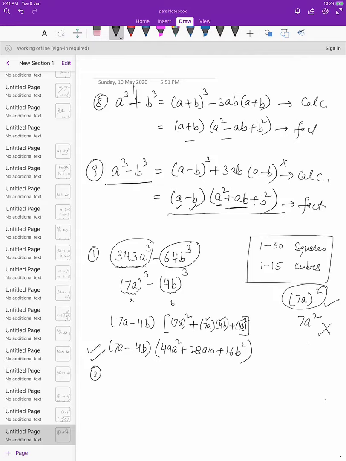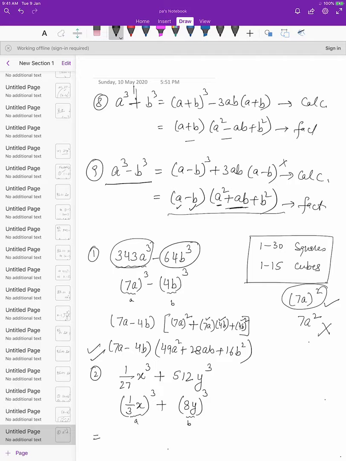Let's take one more example. Say 1 by 27 x cube plus, let's take 512 y cube. So 27, do you know 27 is the cube of which number? It is the cube of 3. So I'll write it as 1 by 3x whole cube plus 512 is the cube of 8, so I can write 8y whole cube. So in this case, a will be 1 by 3x and b would be 8y.